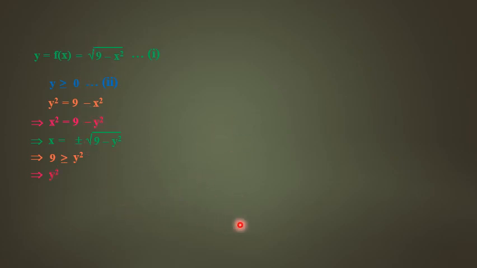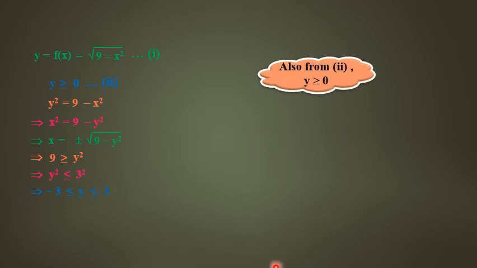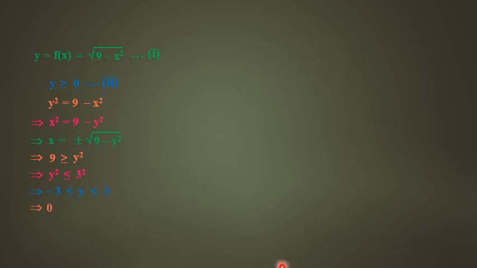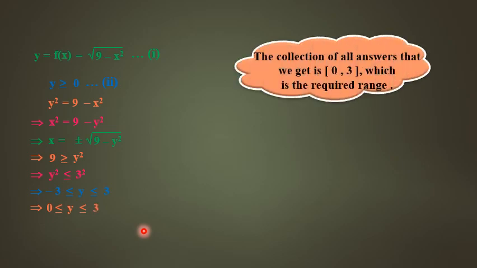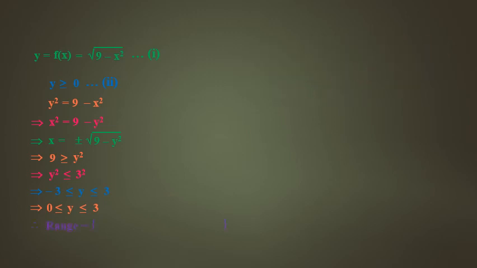Previously we did domain. Next, y square is always less than or equal to 9, that is y square less than or equal to 3 square. We get y is in between minus 3 and plus 3. But as we know that y is always greater than or equal to 0, this is very important. y must be always positive, correct? So combining this equation and this equation, you can say that y is from 0 to 3 only, because negative numbers we don't consider there. The collection of all answers that we get is 0 to 3, which is the required range.